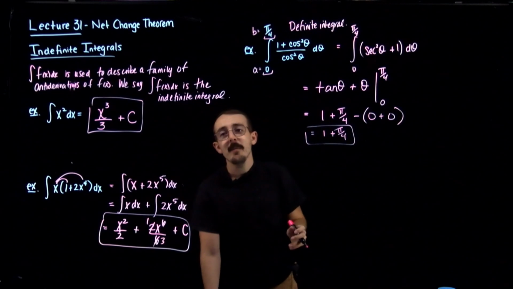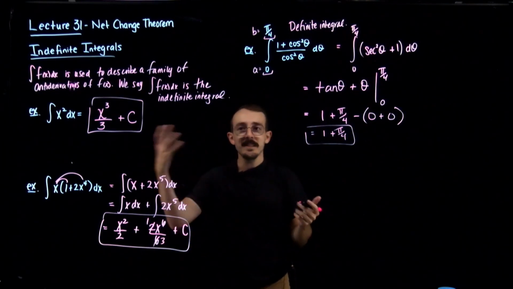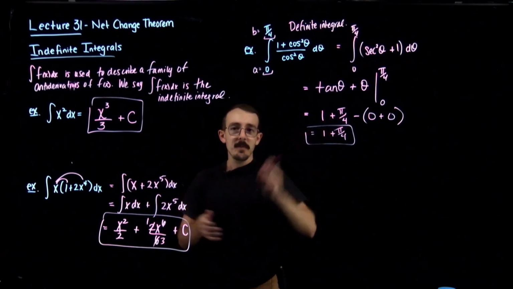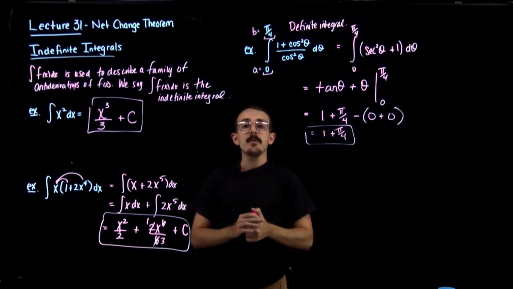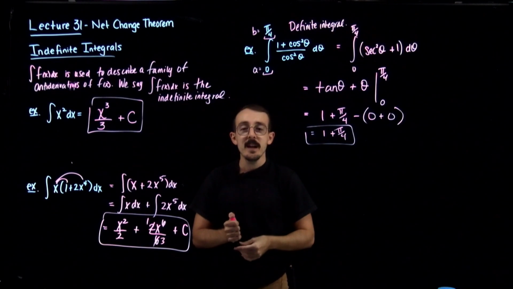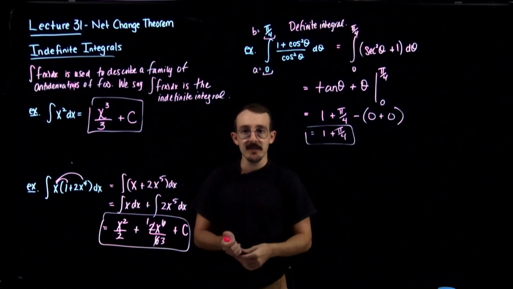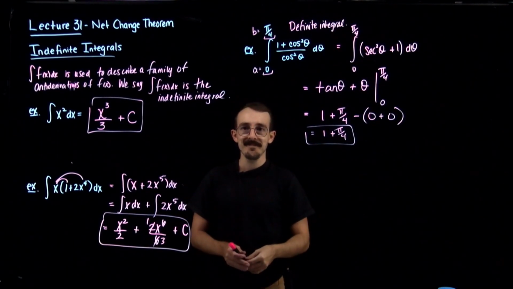OK, so I've explained the difference now between an indefinite integral and a definite integral. Moving along, we're going to talk about the net change theorem, and I'm going to give you a few applications to velocity and position and total distance traveled. So I'll see you in just a second.